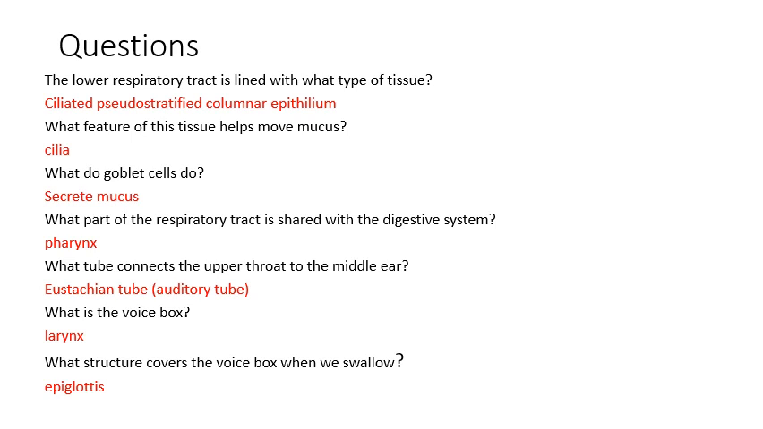All right, so here are your answers. The lower respiratory tract is lined with ciliated pseudostratified columnar epithelium. The feature of the tissue that helps move mucus is cilia. Goblet cells are cells that create mucus. The part of the respiratory tract that's shared with the digestive tract is the pharynx. The tube that connects the upper throat to the middle ear is the eustachian tube. Your voice box is your larynx, and the structure that covers the voice box when we swallow is the epiglottis.